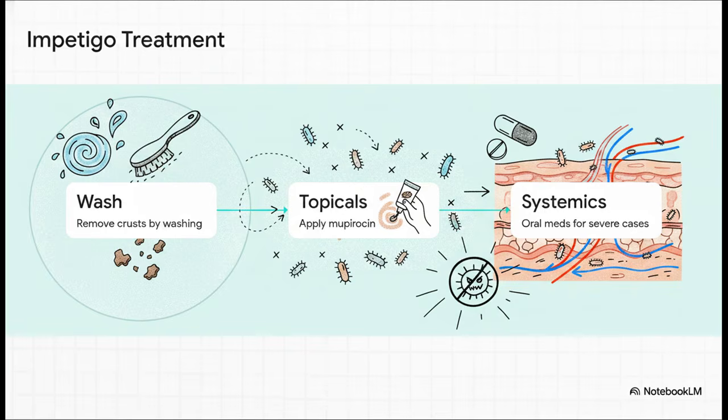And finally, step 3, for the severe or really widespread cases, you bring in systemic or oral antibiotics like cloxacillin or cephalexin. We absolutely must treat this thoroughly because left untreated, these seemingly simple surface infections can actually trigger rare but super serious complications later on.